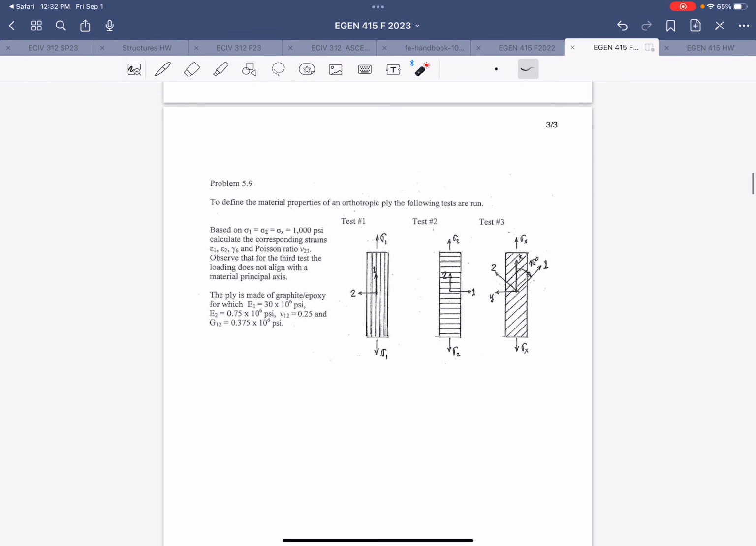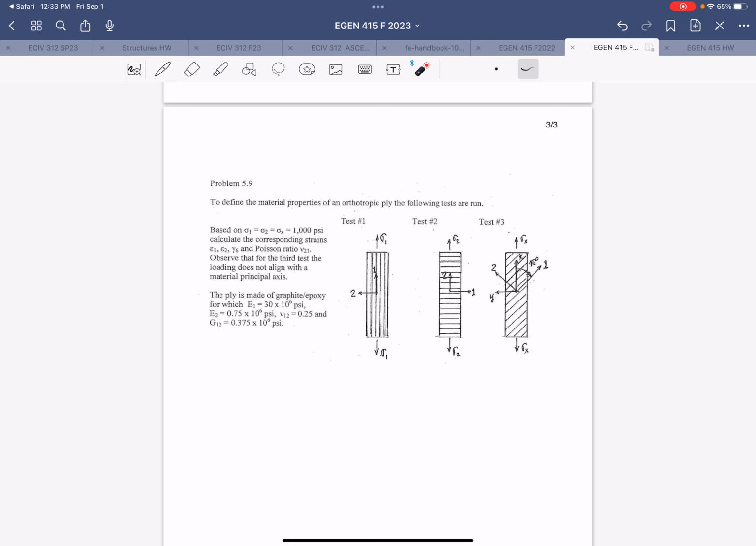All right, and then the last problem is tied to today's lecture, so orthotropic material. You're given the following 3 tests that are done on the same material, and all of the normal stress applications have the same magnitude in each test. The difference is the orientation of that stress application with respect to the material. So you're asked to find, given this information, one material property and then the 3 strains there. You're given the other material properties here.